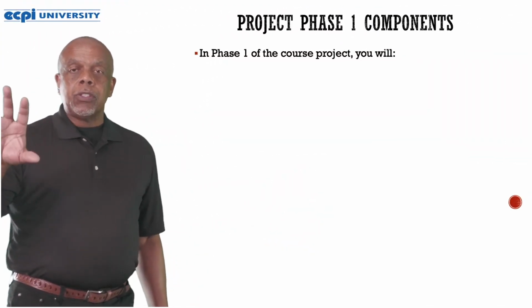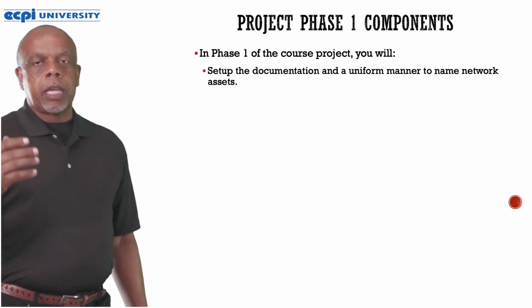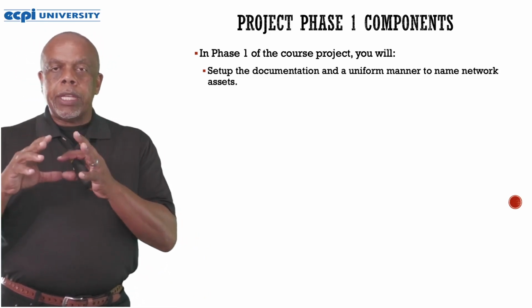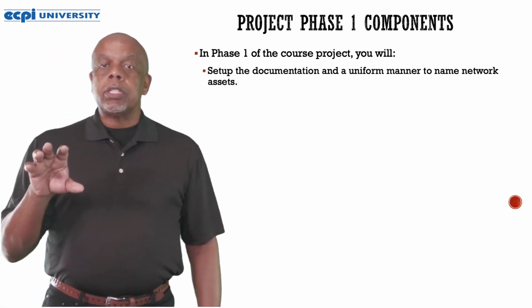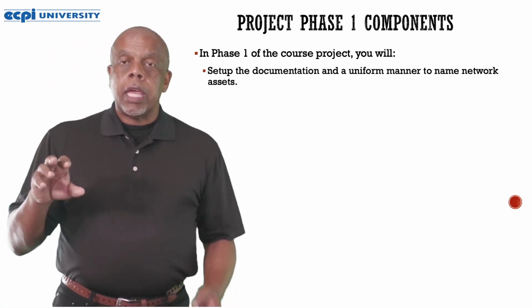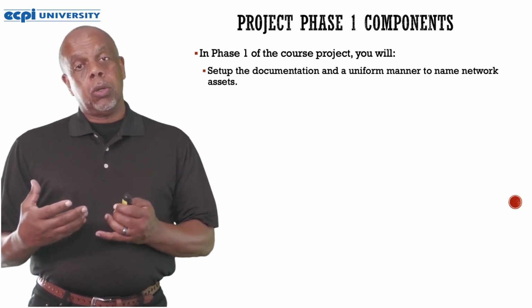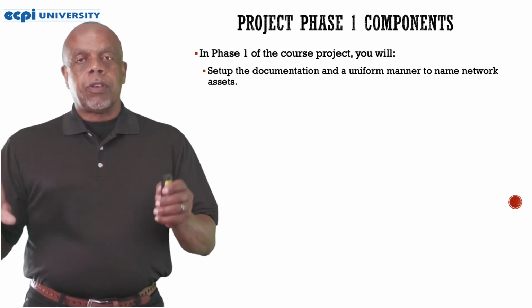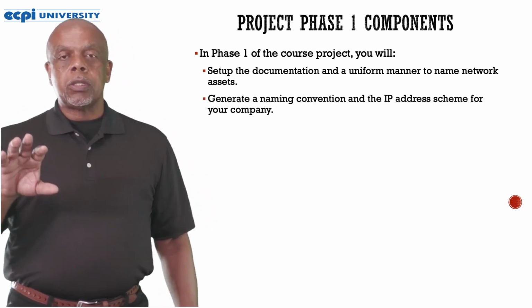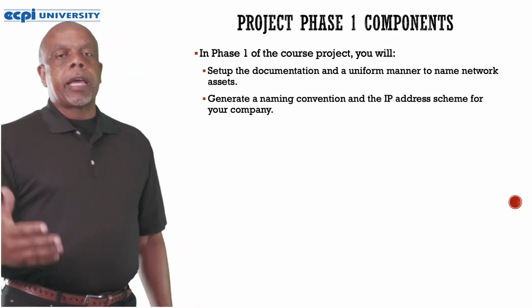Like I say, the components of phase one are pretty simple. You're going to set up the documentation and the way you're going to do your naming convention of the assets in your network. This is very important in the real world, because if you have a naming convention that only makes sense to you, when other technicians have to come in and work behind you, sometimes it gets very difficult. So a big part of this project, especially in week one, is documentation.